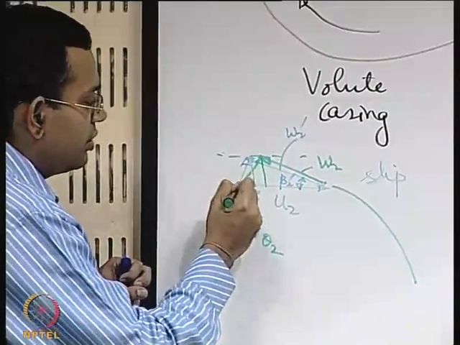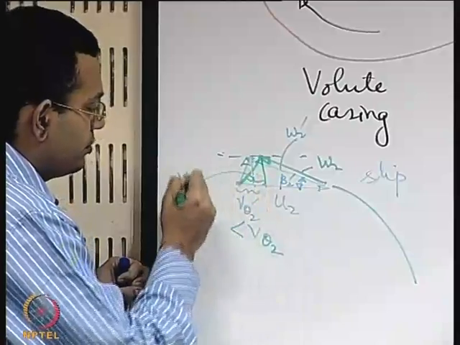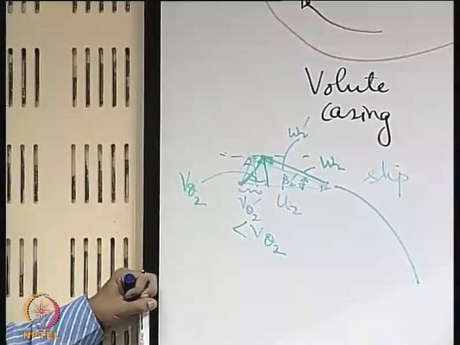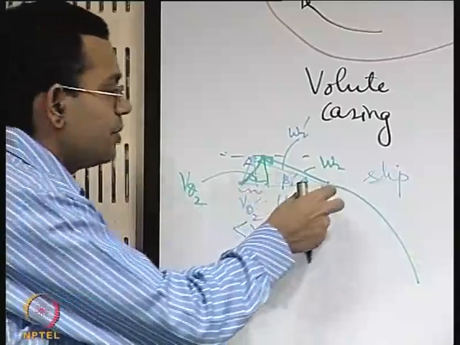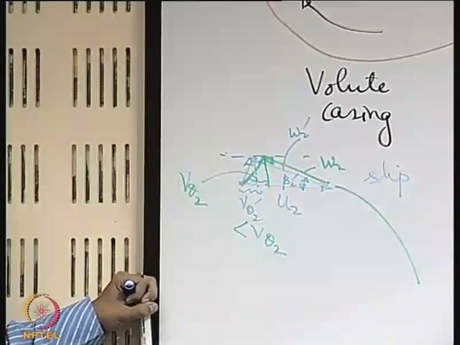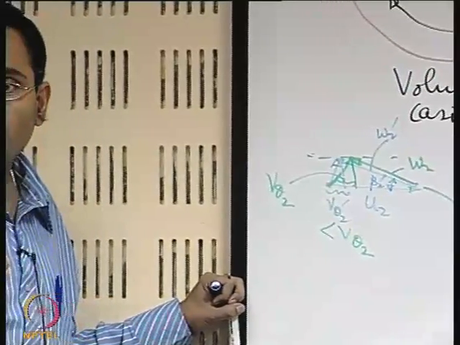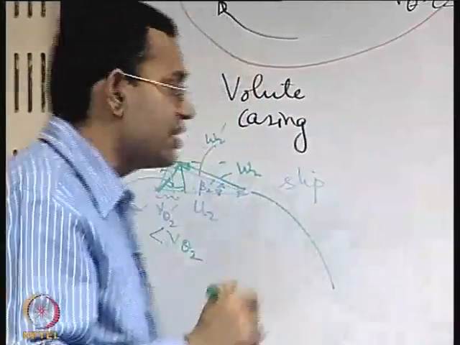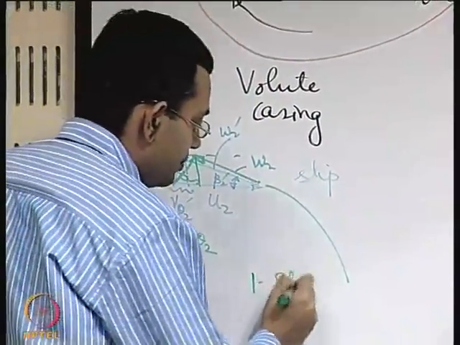The original V theta 2 was this one. Because of this slip, the effective velocity, the effective blade angle at the outlet gets changed. So the V theta 2 becomes less, and because V theta 2 becomes less, the work output, or rather the head developed, also becomes less. So that is a loss considering slip.